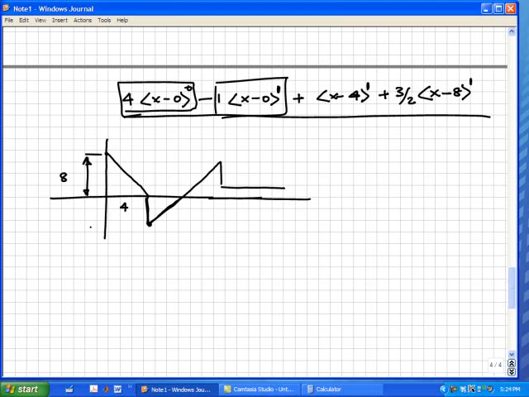This height, this much, is 4 units. This height is another 4 units. This is another 4 units. This is 4 units. That's 4. Okay, and then what else do I do? This jump, this height is 1.